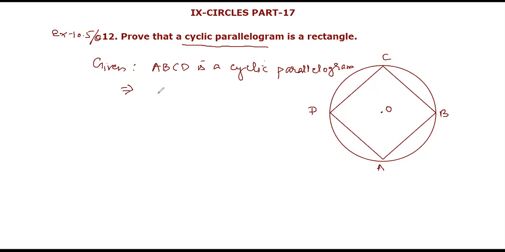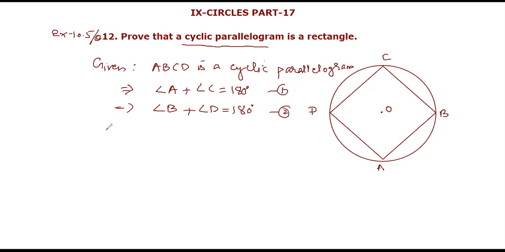That is, the sum of opposite angles is equal to 180 degrees. In a cyclic quadrilateral, opposite angles of a parallelogram are equal, and the sum of the opposite angles is 180 degrees. It is a cyclic parallelogram, so the sum of opposite angles, angle A plus angle C, will be equal to 180 degrees. Angle B plus angle D is also equal to 180 degrees. This property is from a cyclic quadrilateral: in a cyclic quadrilateral, the sum of the opposite angles is equal to 180 degrees.